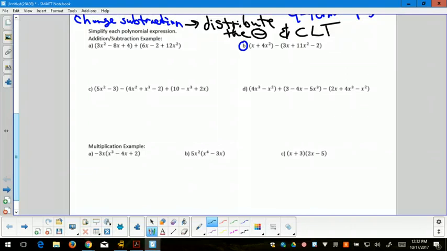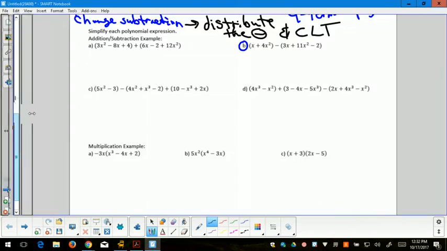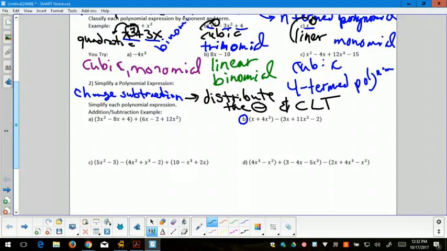So simplifying each polynomial expression, again, I'm looking here. Am I multiplying in letter A? Am I going to be multiplying those things together? No. I am adding two things together. If you want, you're welcome to line this up. The first one is in standard form. This one isn't. So if you want, you can move those.